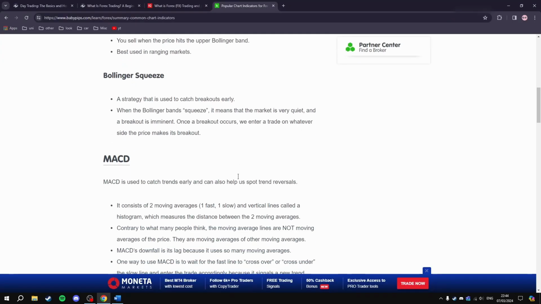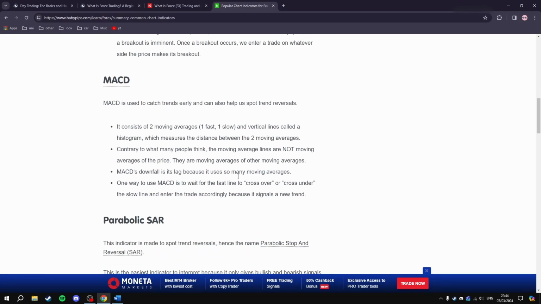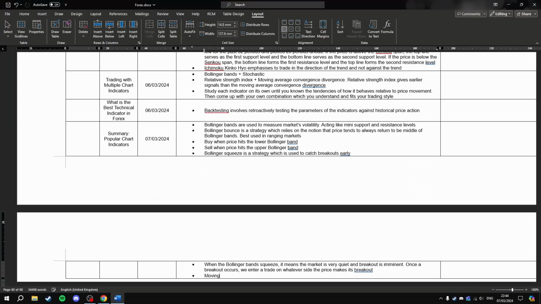The MACD, the moving average convergence divergence. I should just call it MACD. MACD is used to catch trends early and can also help us spot trend reversals.